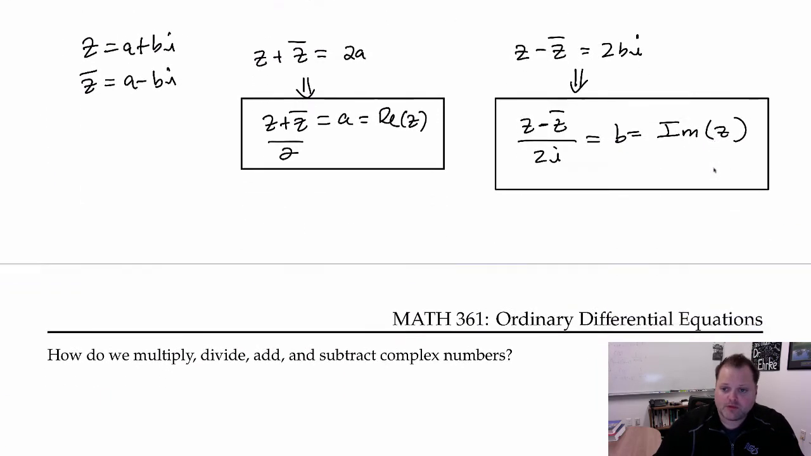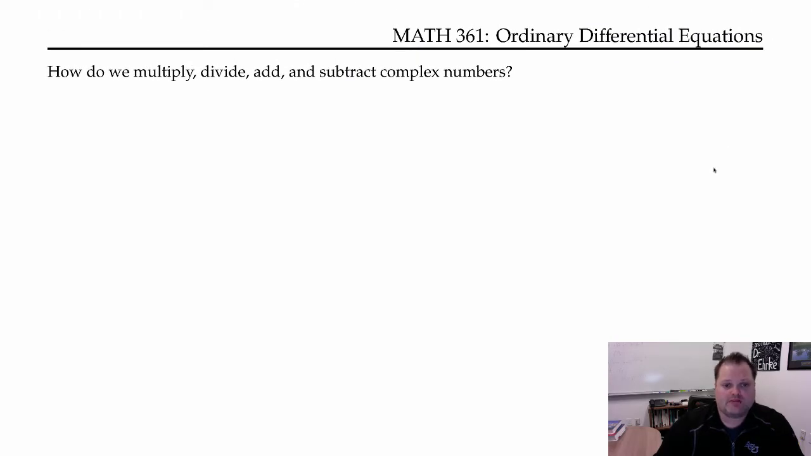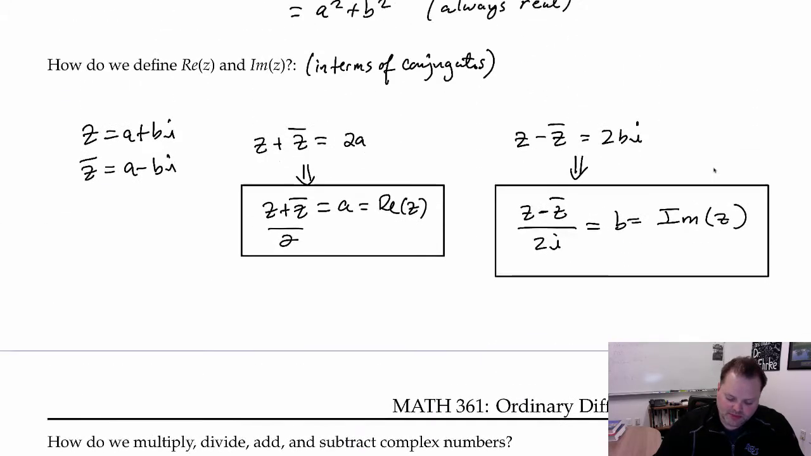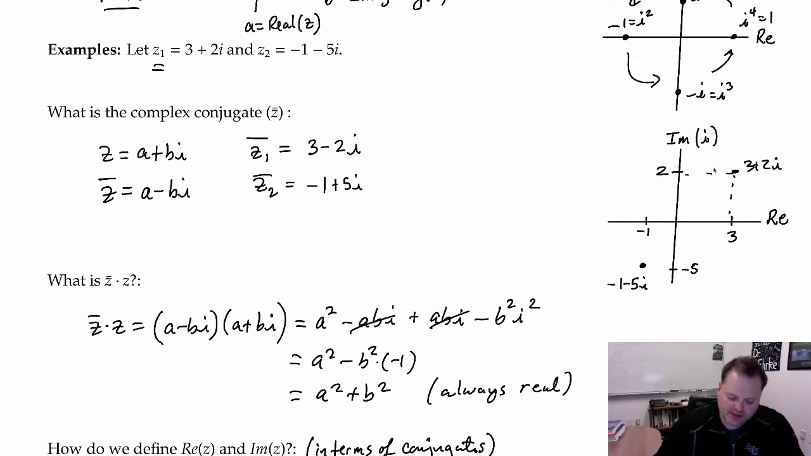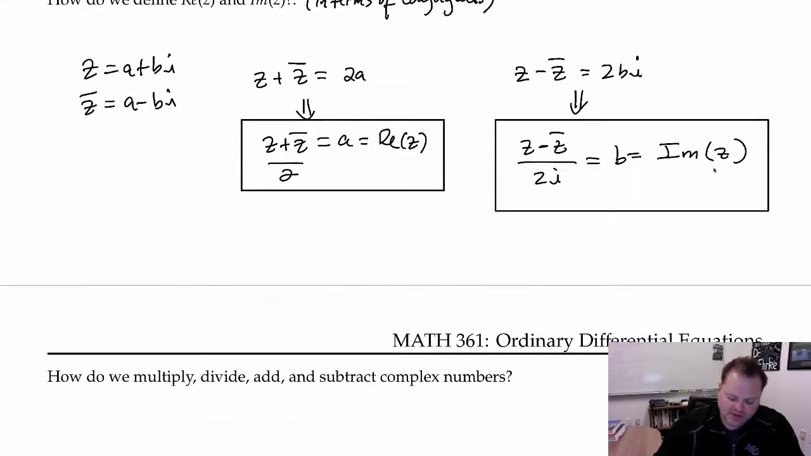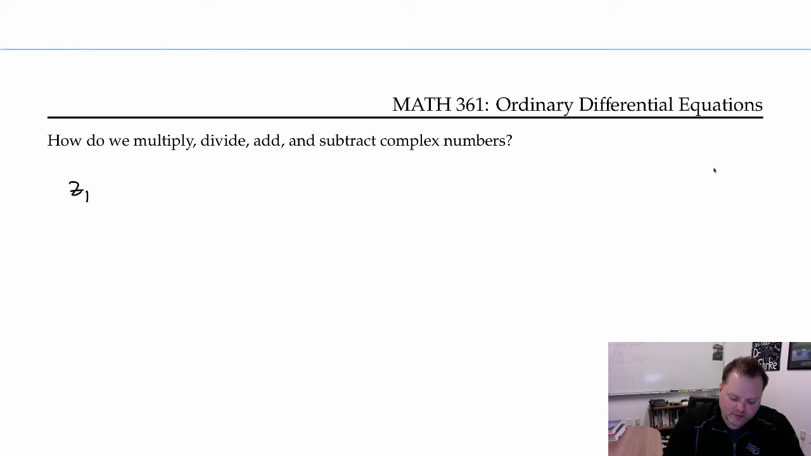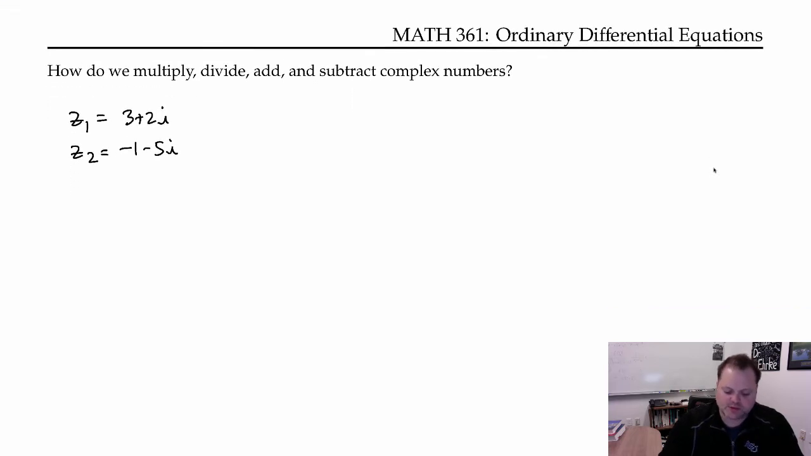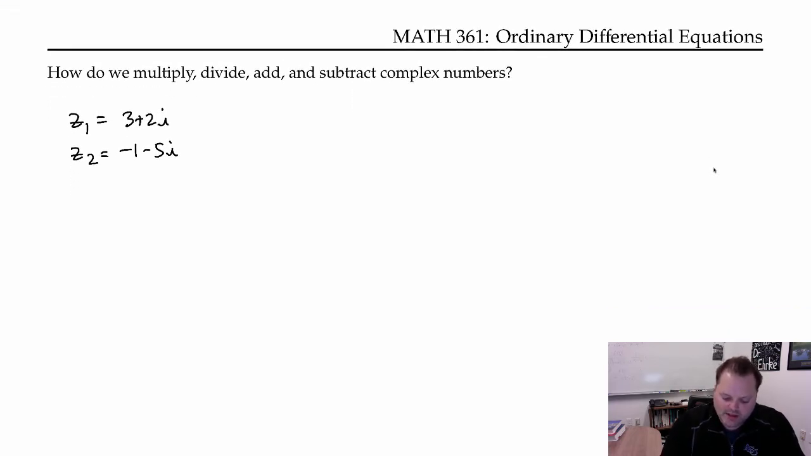Okay, moving on. How do we multiply, divide, add, and subtract complex numbers? So let me bring down our two pieces here. We've got z1, which is 3 plus 2i, and we've got z2, which is minus 1 minus 5i. So let's just take these one at a time. I'll start with the simplest one first, which is addition, z1 plus z2. So if you were to add these two together, you've got 3 plus 2i plus negative 1 minus 5i.